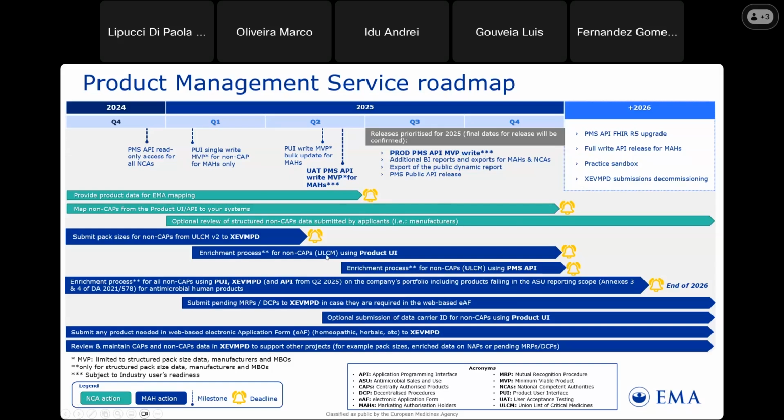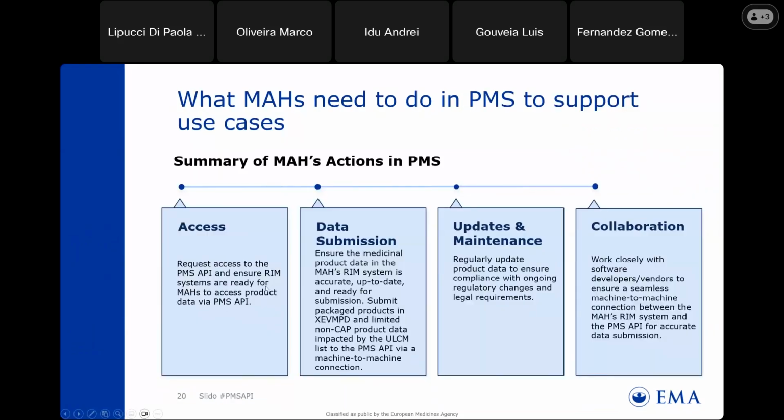As I was saying, there are products impacted by a specific list and they need to submit the data. At the moment, this data can be submitted only via the product user interface, but we know that big pharma rely on the use of the PMS API. So that's why we want to engage with you and make sure that the bright MVP can land SAP with you. It's very important that you consider specific actions.